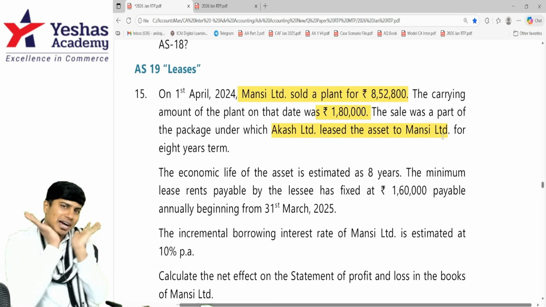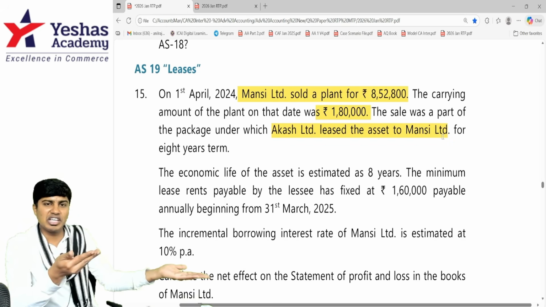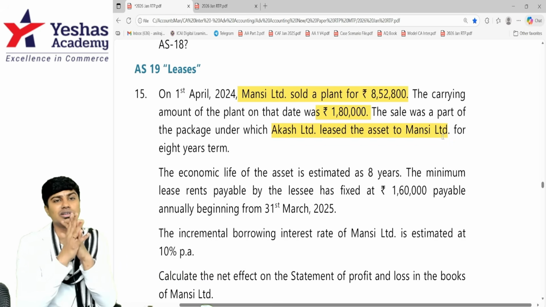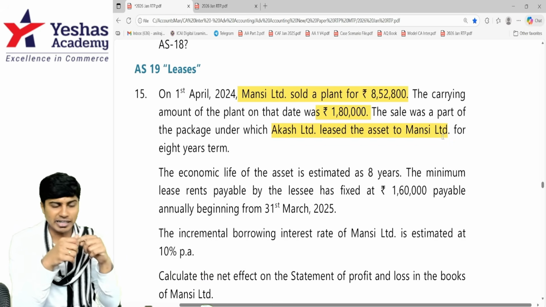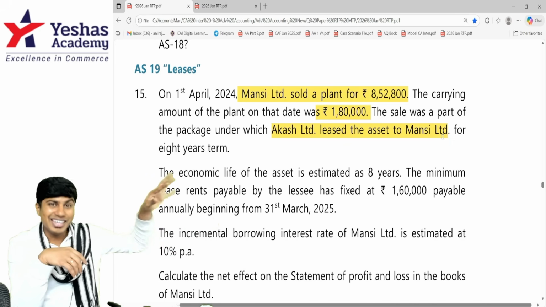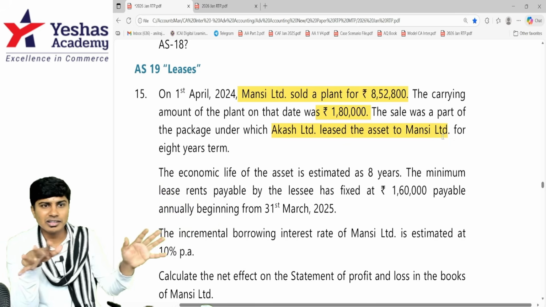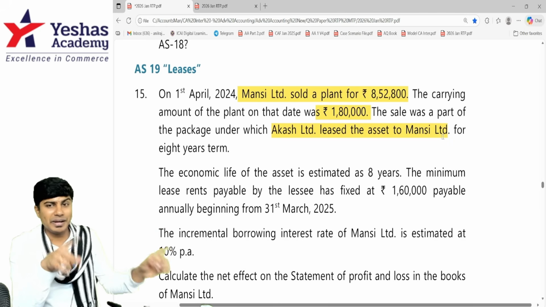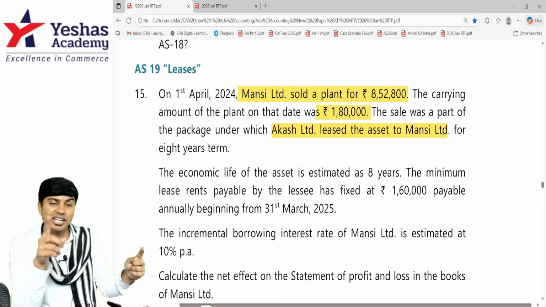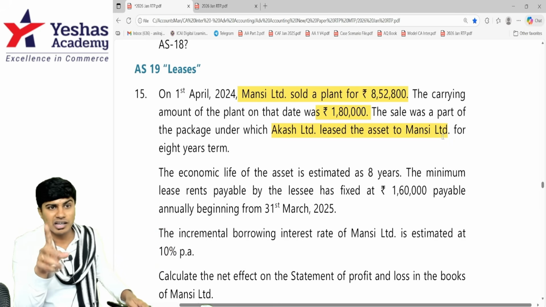So before sale, Mansi is the owner. After sale, if it is finance lease, again Mansi is the owner. That is finance lease. If it is operating lease, I have sold it to him. He becomes the owner. He will give it to me on operating lease. Are you getting it? So if it is operating lease, the accounting treatment is different. If it is finance lease, the treatment is very different.